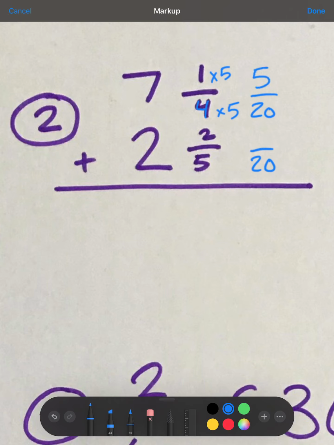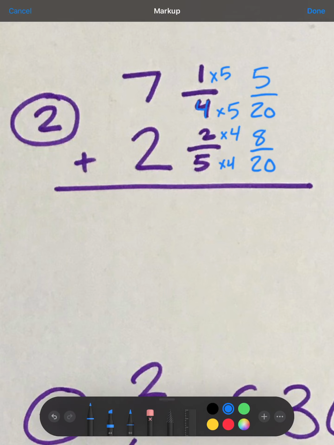I come down here. 5 times what gives me 20? And it's going to be a 4. Multiply that by 4. Then I also have to do this to the top. Multiply this by 4. All right, 2 times 4 gives me 8.